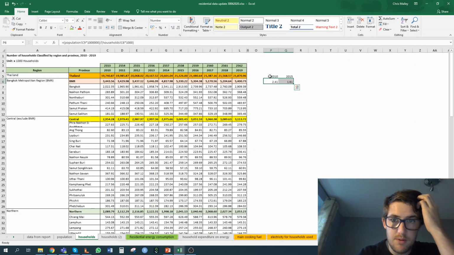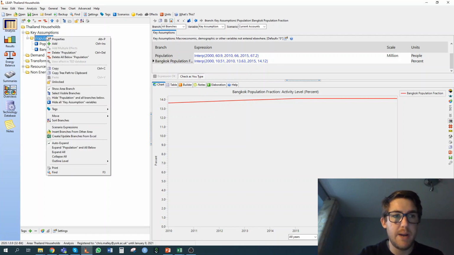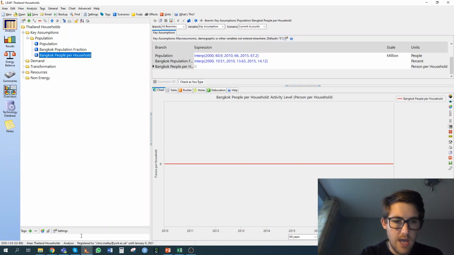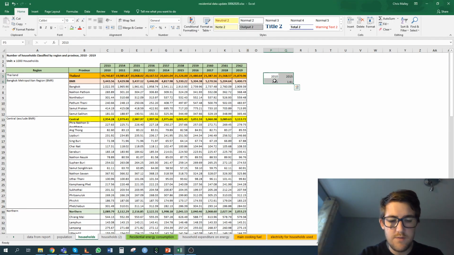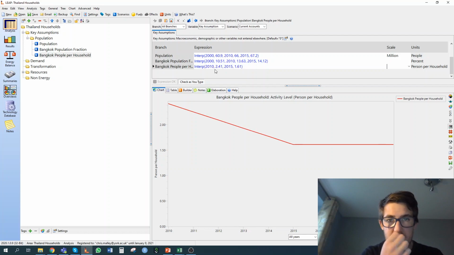So we need to check all these numbers to make sure that they're consistent, but I just want to do this as an example. So if I go back to Leap, I've got my population fraction for Bangkok, and then I can add Bangkok people per household. And the unit is person per household. Okay? And then I can copy these values into Leap for the number of people per household.